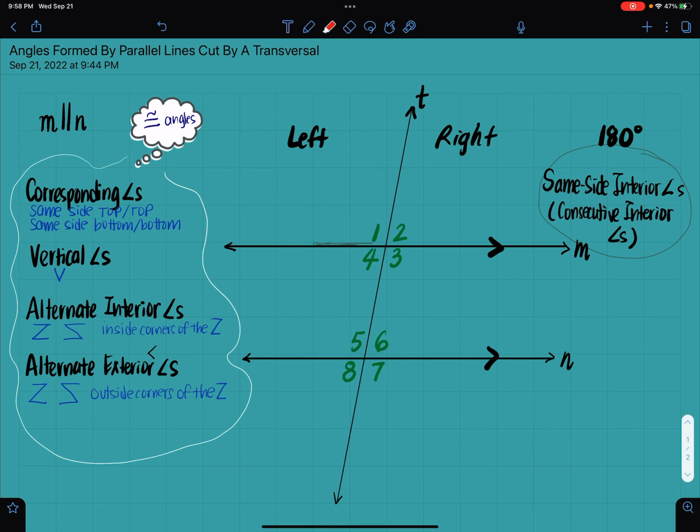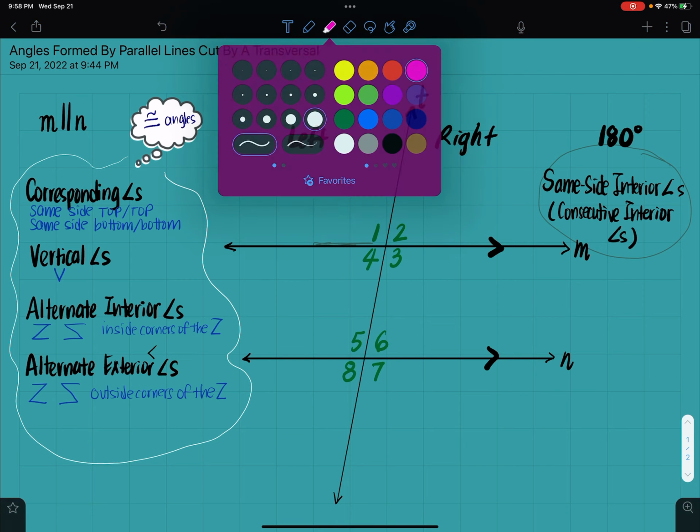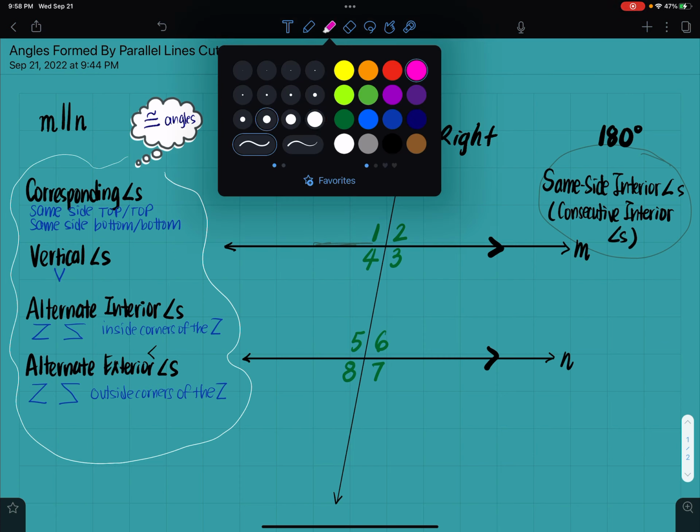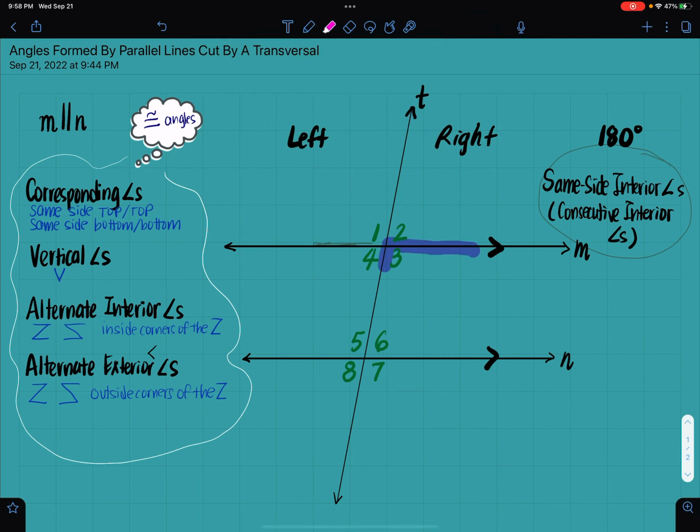Now let's look at the other Z. So if you look at this backward Z, I drew this in purple, what are the two angles that are inside the corners of this backward Z? Well, it's angle 3 and angle 5. So therefore, angle 3 and angle 5 are alternate interior angles. Now, since I already have this purple Z drawn here, let's use this to go over the next vocabulary word.